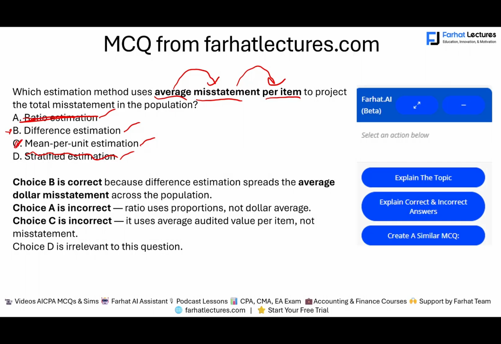Now, in Farhat Lectures, you could always ask the AI to explain the topic for you, explain the correct and incorrect answer, and ask AI to generate a new multiple choice that's similar to this one that will test your understanding of difference estimation, mean per unit estimation, ratio estimation. And if you don't know what stratified estimation is, ask AI what a stratified estimation is.